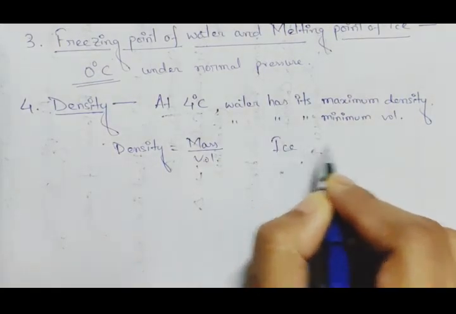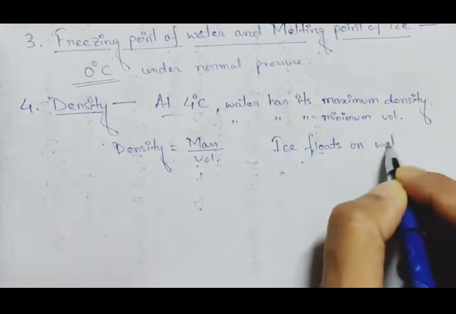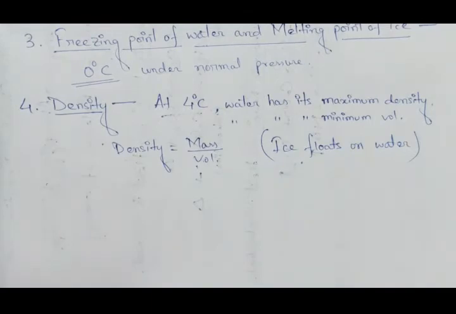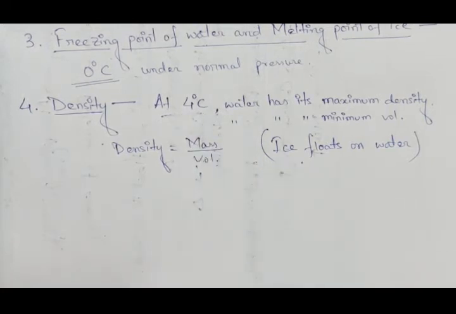This is the reason that ice floats on water. So if the question is to give reasons why ice floats on water, you need to mention that at 4 degrees Celsius, water has the maximum density and minimum volume, but on further decreasing the temperature, that is on reaching 0 degrees Celsius, water starts freezing. Okay, and on freezing, water starts expanding, the volume starts increasing.